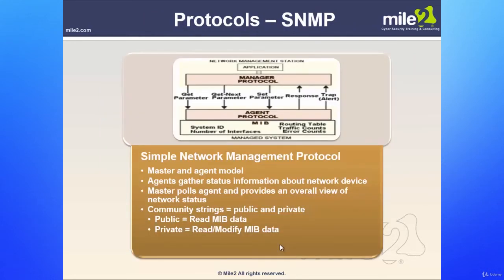All right, then we have SNMP, your Simple Network Management Protocol. It basically runs off what's called a master and agent model. The agents gather status information about network devices, and the master polls the agent and provides an overall view of the network status. Now we have community strings. These are going to be default strings that we use, one called public and one called private. And so the best thing to do there is to change that into something else. Public is for read-only, and private is for read and modify of your MIB data, depending on what community string you use.